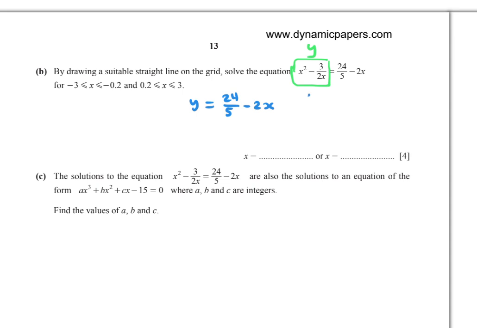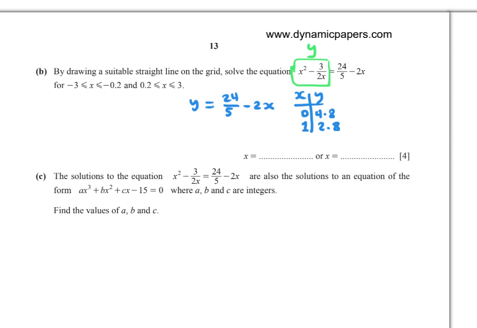We need 2 points to draw. You can put x equals 0. If x equals 0, 2 times 0 is 0, so 24 over 5, this means 4.8. So 0 and 4.8. Now you can put x equal 1. So 24 over 5 minus 2, this means 4.8 minus 2 is 2.8. So 0 and 4.8, 1, 2.8.